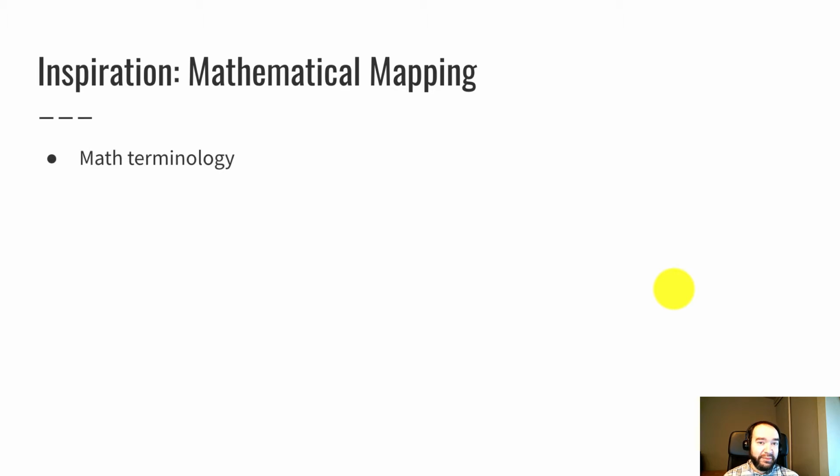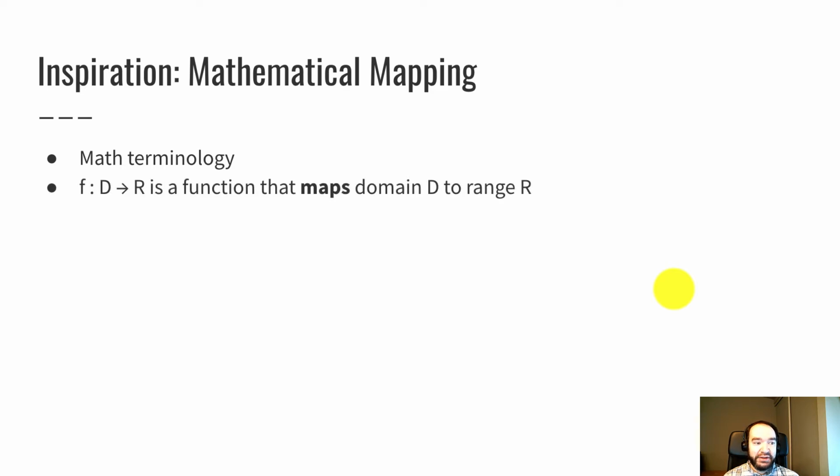Another inspiration for the map data structure is a mathematical mapping. This is where the word map comes from. It's math terminology from the definitions of functions. This is one way of defining a function in mathematics. There's this notation f: D → R that says f is a function that maps an element of a domain set into an element of a range set.